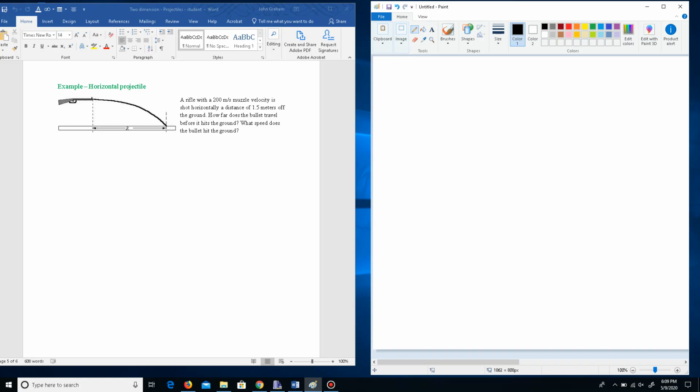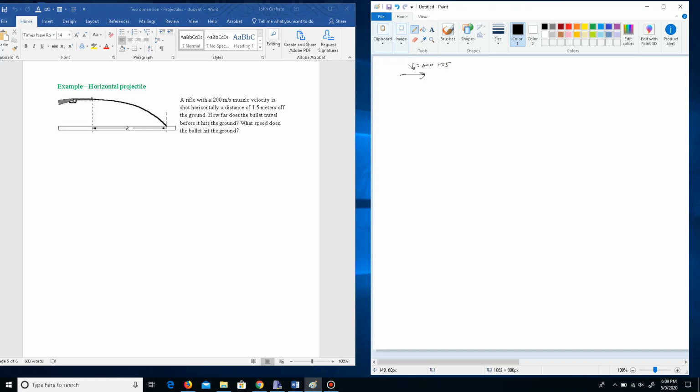One's going to be horizontal projectile, meaning the velocity is shot horizontally, and the other one's going to be at an angle. So with this, we have a rifle. We're shooting the rifle with 200 meters per second muzzle velocity. Here's your velocity, initial velocity 200 meters per second. And it shot a horizontal distance of 1.5 meters off the ground. How far does the bullet travel before it hits the ground? What speed does the bullet hit the ground?